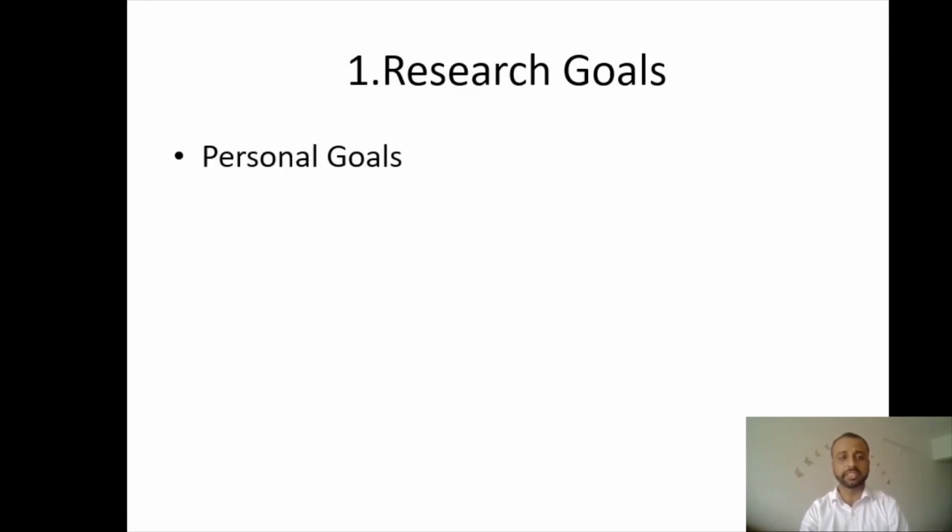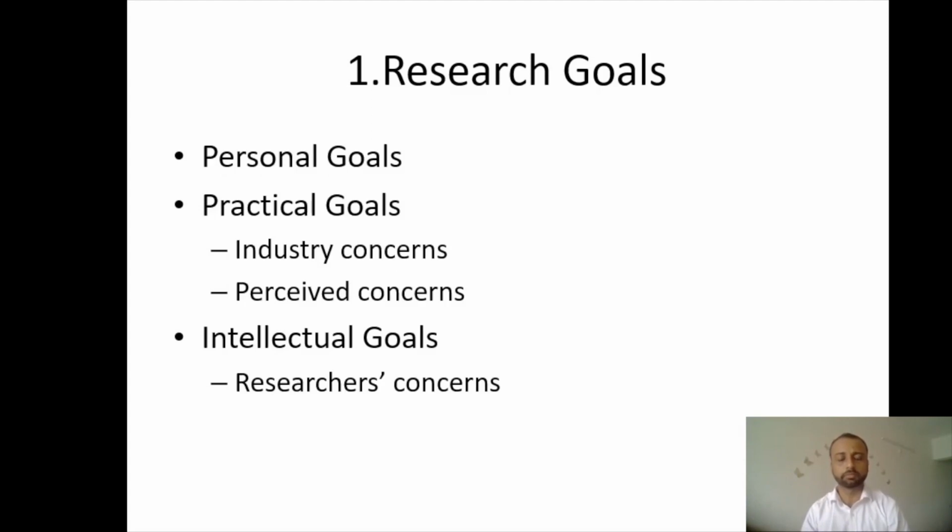So any of these can be your research goal. The author says it can be a personal goal, or a practical goal, or an intellectual goal. Intellectual goals are most important for researchers because, for them, in order to bring a new theory or a new patent or a new intellectual property is important.